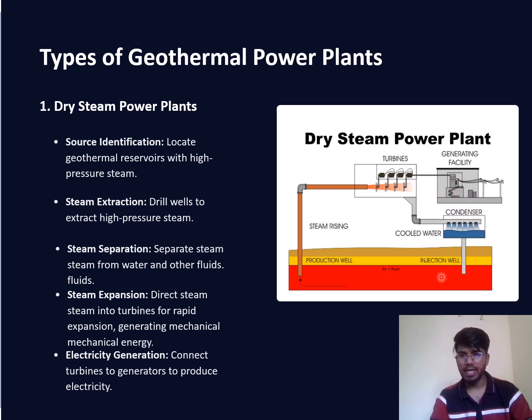So we can say that a dry steam power plant taps into the underground geothermal reservoir and extracts high pressure steam. This steam spins a turbine connected to a generator, producing electricity. After powering the turbine, the steam is condensed back into water and often re-injected into the reservoir. It's a sustainable process with minimal environmental impact, providing renewable energy.